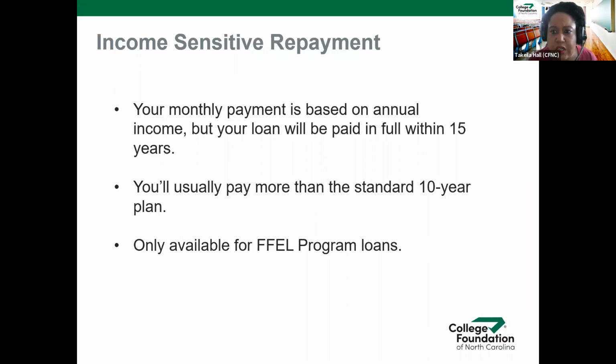Next, I'm going to share a little bit of information about income-sensitive repayment. As we talk about this particular option, your monthly payment is based upon your annual income, but your loan will be paid in full within 15 years. So you'll, again, usually pay more than that standard 10-year plan. And this is only available if your loan was part of the Federal Family Education Loan Program, the FFEL program.